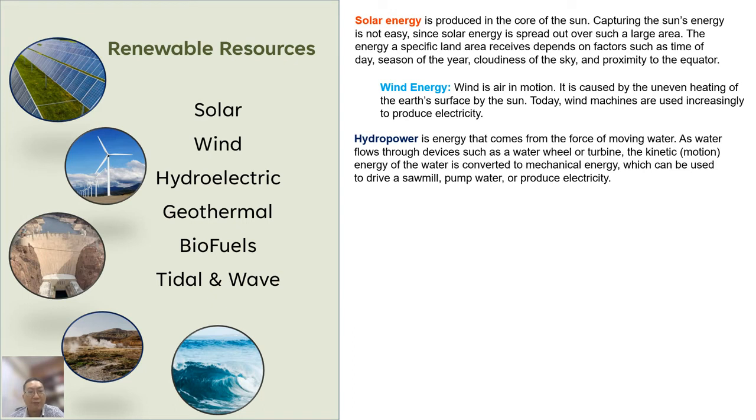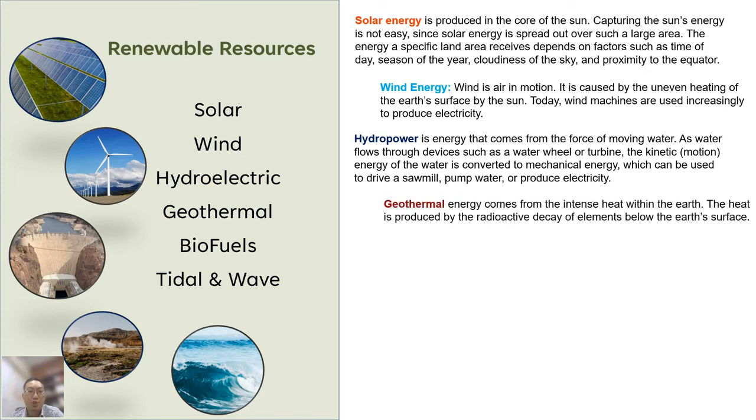We have hydropower. Hydropower is energy that comes from the force of moving water. As water flows through devices such as a water wheel or turbine, the kinetic energy of water is converted to mechanical energy, which can be used to drive a sawmill, pump water or produce electricity. Geothermal energy comes from the intense heat within the earth. The heat is produced by radioactive decay of elements below the earth's surface.